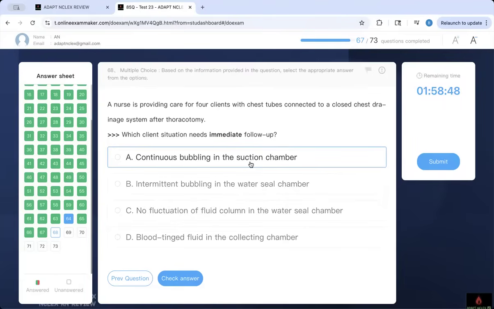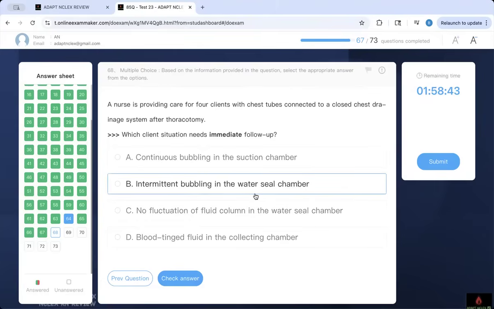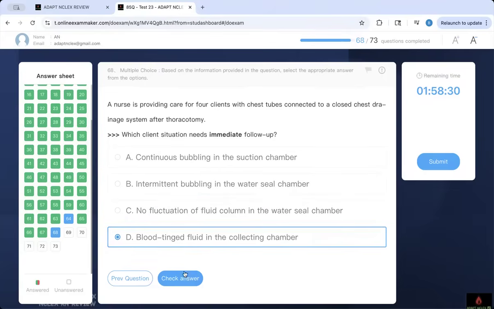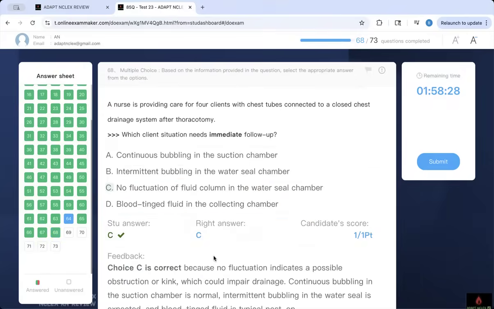Suction chamber is supposed to bring air. You can see continuous bubbling. Water seal chamber, you should expect intermittent bubbling. There should be no fluctuation of fluid in the water seal chamber. That means there's no tightening. Bad problem. In the collecting chamber, there may be small blood fluid there. That's fine. Therefore, this is your right answer.